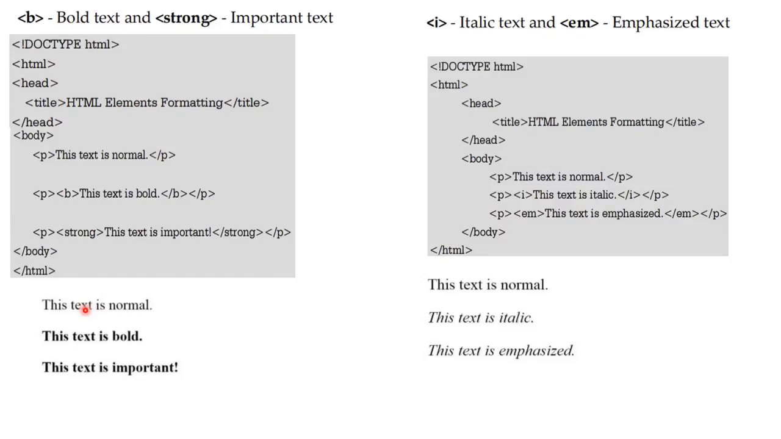And next is italic and emphasized text. So the HTML element defines a part of the text in an alternative voice or mood, whereas your EM element defines emphasized text, and the content inside is typically displayed in italics. Okay, so here in this emphasized text element, a screen reader will pronounce the word in the EM with an emphasis using verbal stress.